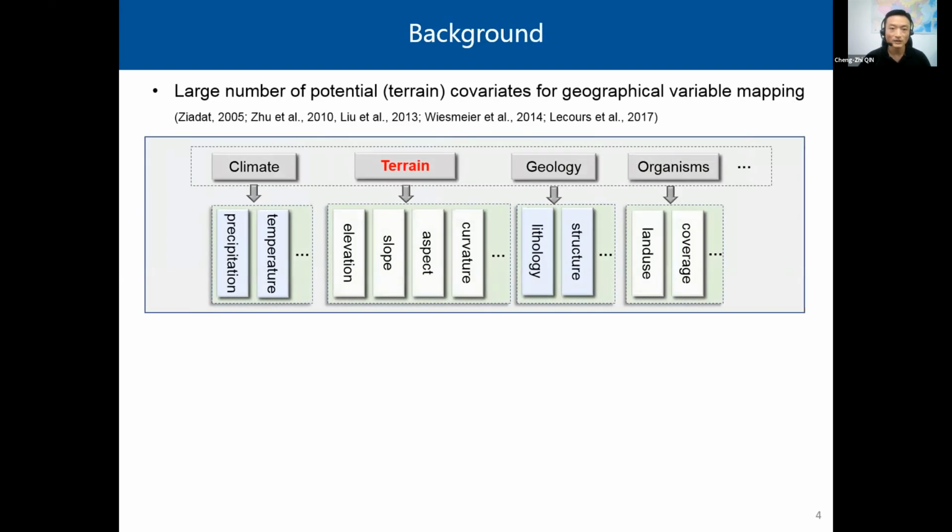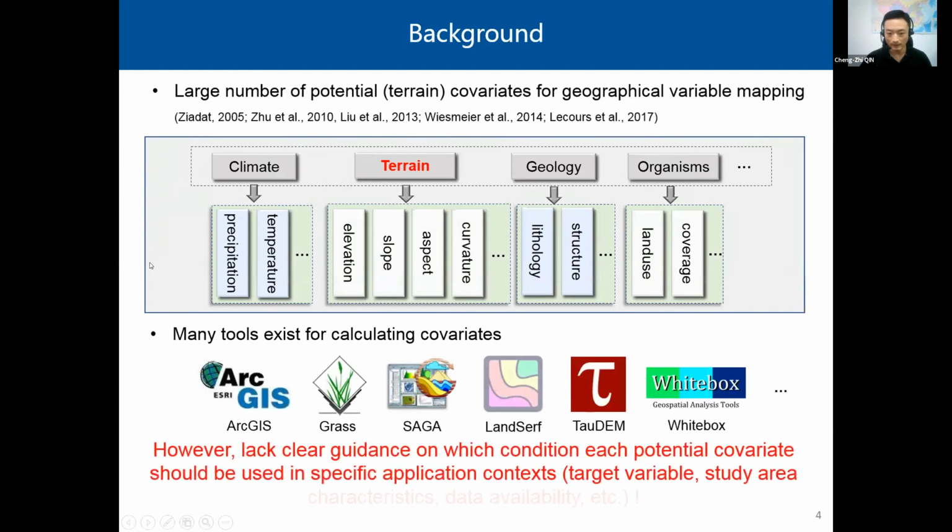Currently, we have a large number of potential covariates for geographic variable mapping. Mostly they are terrain covariates, like curvature, slope, and many other topographic attributes. And currently, we have many tools to calculate each of the covariates. However, we still lack clear guidance on under which condition each covariate should be used in a specific application context.